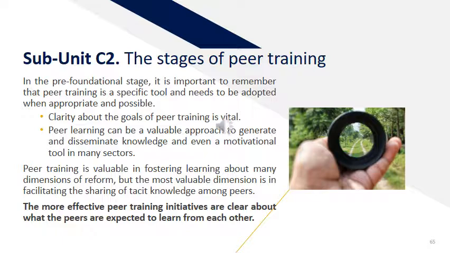One can also note that peer engagement is valuable to foster modern learning, like professional networking or support. The more effective peer learning involves initiatives that are clear about what the peers are expected to learn from each other. This does not mean they are prescriptive, but they can describe whether the initiative is about disseminating technical, process, or other knowledge. This clarity helps in attracting peers and in designing the peer training process.